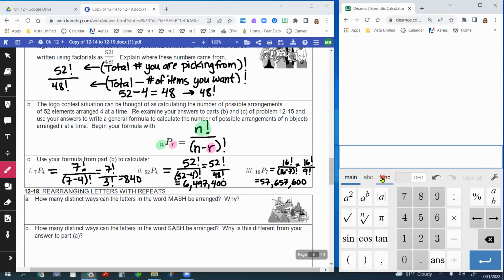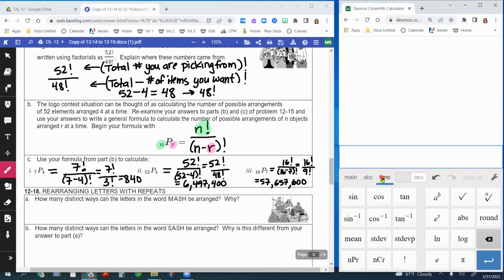Now, there is a button on your calculator and also here in Desmos. In Desmos, there's something that says nPr here. So if I do 7 things for 4 positions, I get this answer here, 840. If I'm going to take 52 contestants for 4 awards, we get that same answer here, 6,497,400. And same with this last one, 16P7.